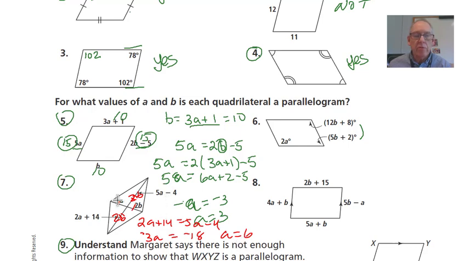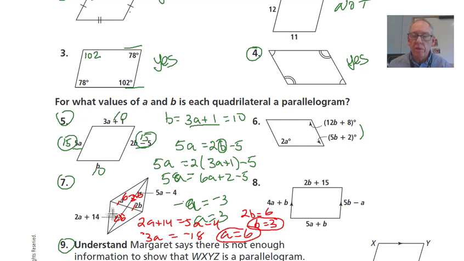So we found out that a was 6, and for the minor diagonal, a is half the minor diagonal, which is 6. So 2b is the other half of that minor diagonal, which also has to be equal to 6. So if 2b is equal to 6, b must be 3. And so for b equal to 3 and a equal to 6, we have a parallelogram because we can show that the diagonals bisect each other.